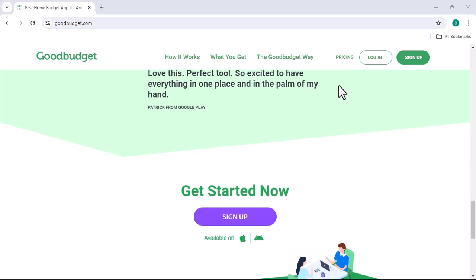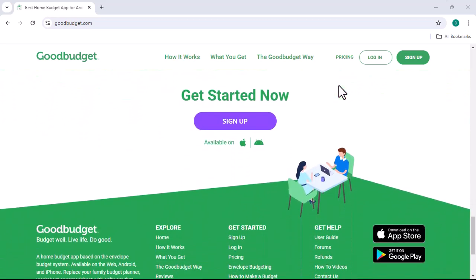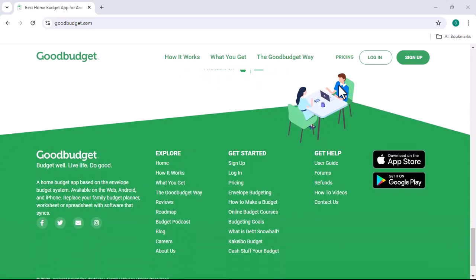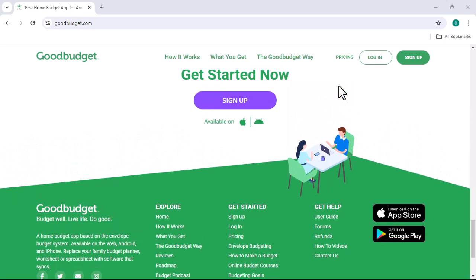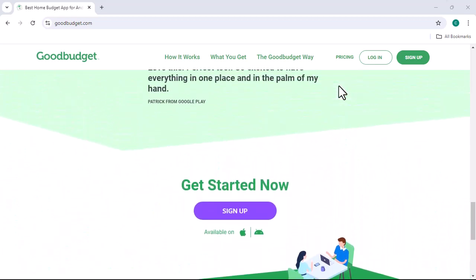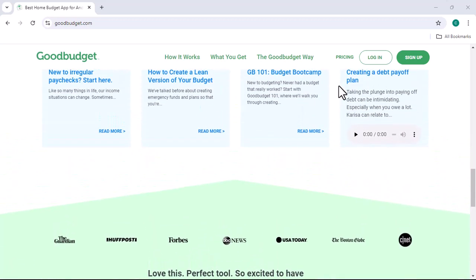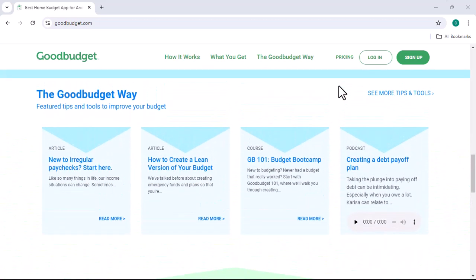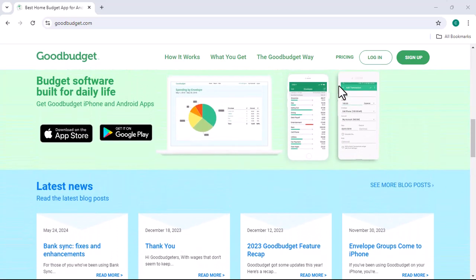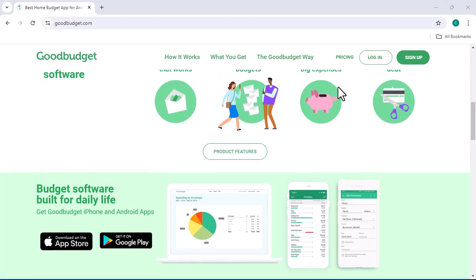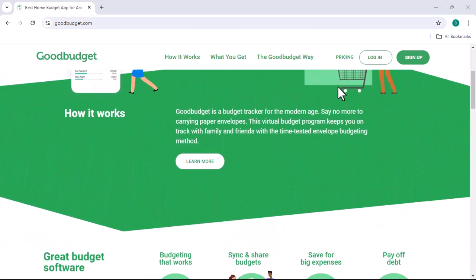It's based on the idea of cash budgeting, where you physically allocate a specific amount of cash for each spending category. Goodbudget simply digitizes this process. Let's break it down. First, you set up your envelopes. This could be for groceries, rent, entertainment, savings, and anything else you spend money on. You assign a specific amount to each envelope based on your income and spending habits. It's like creating a spending plan.